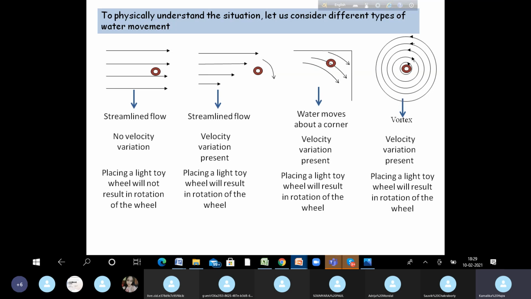Okay, so basically by discussing these four cases, it should be clear to you now why curl of a particular vector is related to the rotational motion of the body, the movement of which is being represented by the vector.